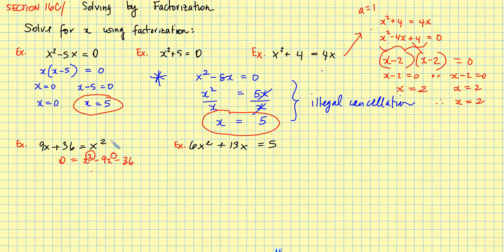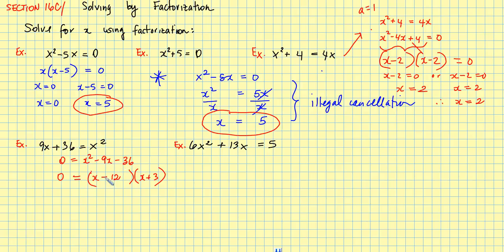And now I take a look at it and I say, what two numbers multiplied together give me negative 36, but the sum of those two numbers added together gives me negative 9. So that we have x minus 12 times x plus 3, and that gives me 0. Negative 12 times 3 gives me negative 36. Negative 12 plus 3 gives me negative 9.